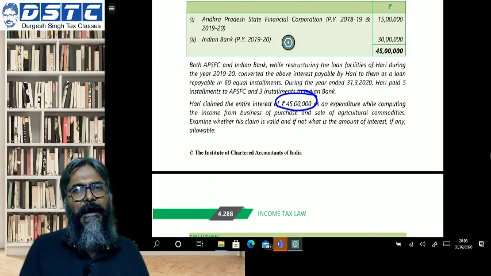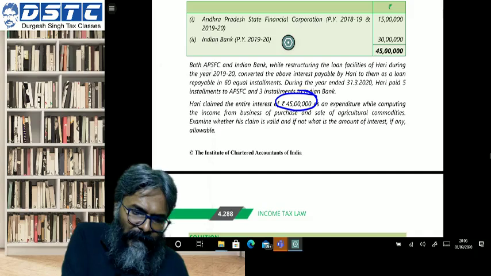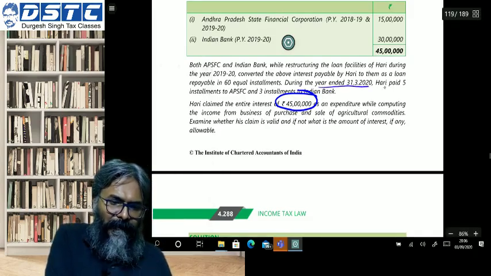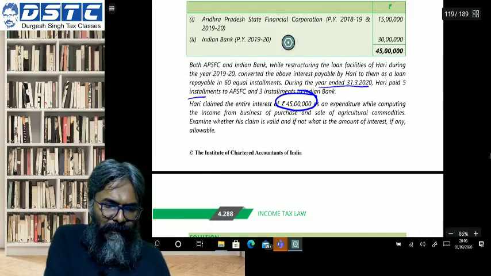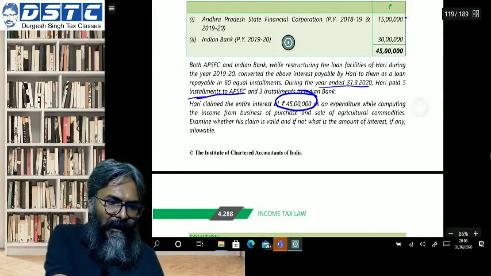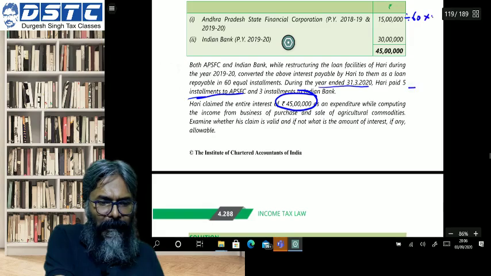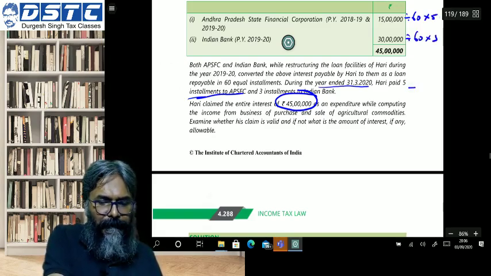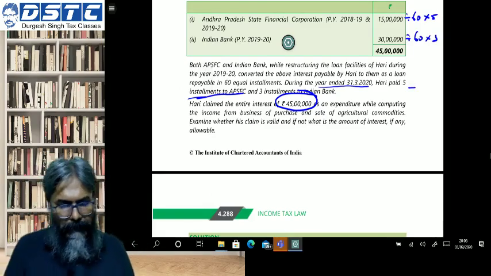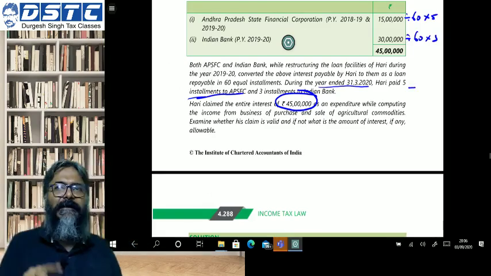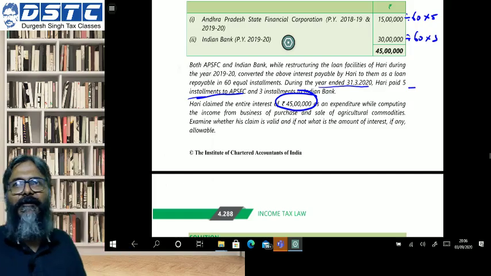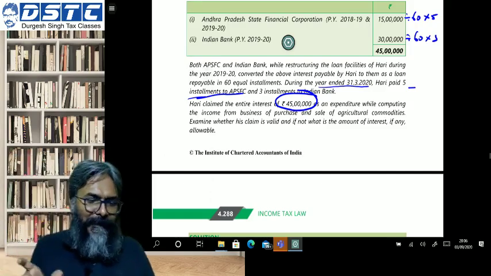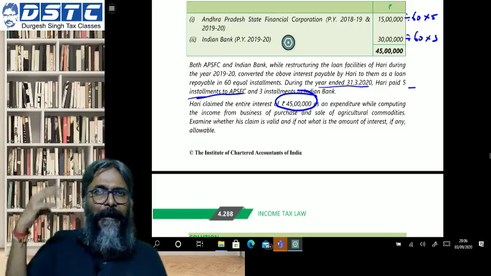how much have you paid? So they have given to you that by 31st March 2020, Hari paid 5 installments. So this is divided by 60 into 5, and this is also divided by 60 into 3. Divide by 60 into 5, and the next one is divided by 60 into 3. So this would be the total amount that they have paid in the name of principal.